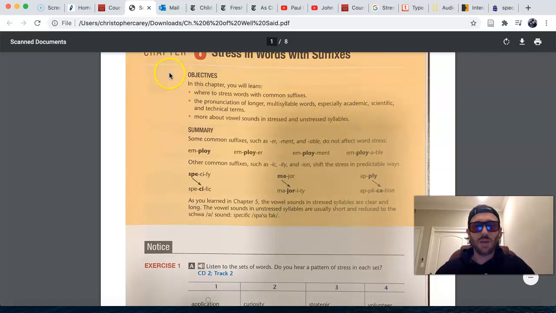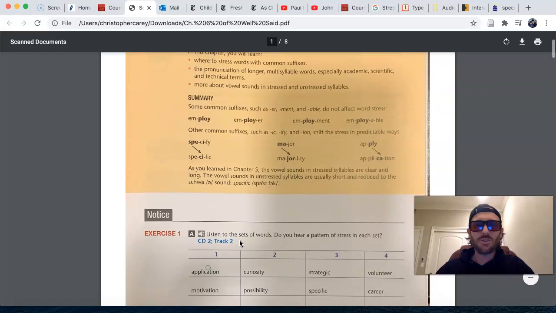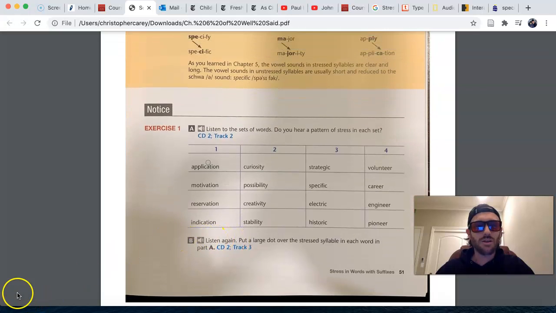So welcome to Chapter 6. Let's go ahead and dive right into our first warm-up, Exercise 1 on page 51.